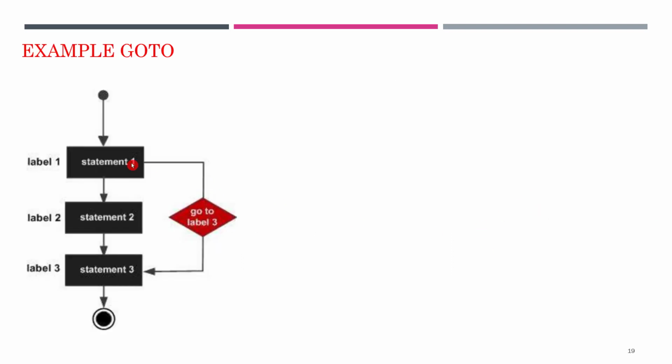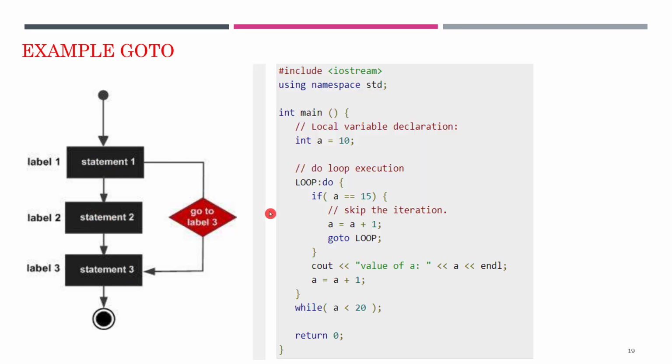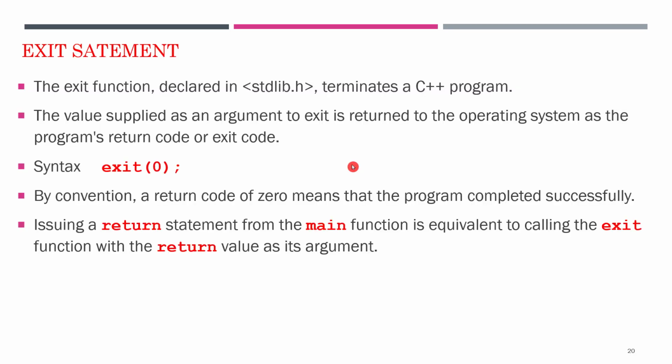Here is example code. We have statement one, statement two, statement three. Suppose by executing statement one, we put inside it go to label three. So it will jump to statement three.